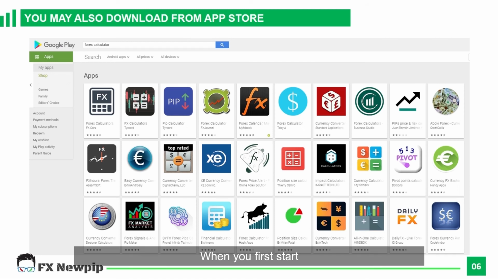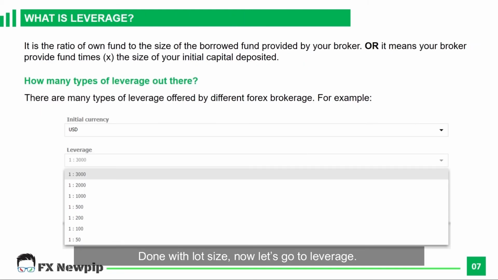When you first start, you may also download a free lot size calculator from the App Store, or you can visit a third-party website that provides a lot size calculator. Basically, you can find it for free on the net. Done with lot size, now let's go to leverage.